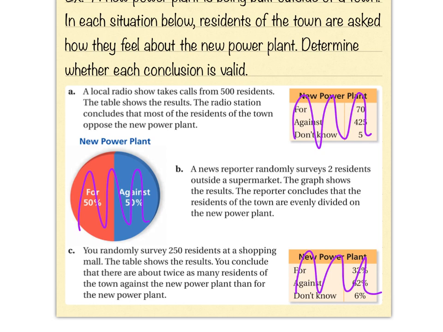It says, a local radio show takes calls from 500 residents. The table shows the results. You can see most of the people, I scratched it out, most of the people are against it. Well, let's think about that. You've got a local radio show taking calls. Now, again, this is only going to be calls from people that listen to the radio show. And if you're that motivated to call in, you're probably pretty opinionated, right? You have your strong beliefs, and you can see a lot of people are calling in and saying no. This would be not valid.